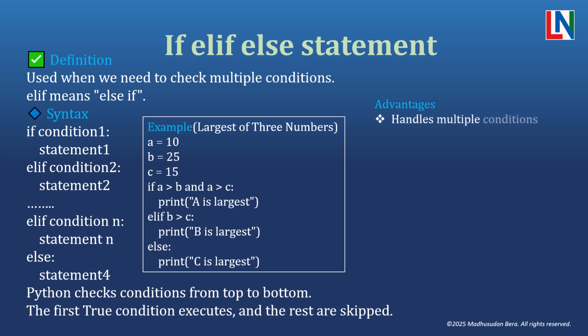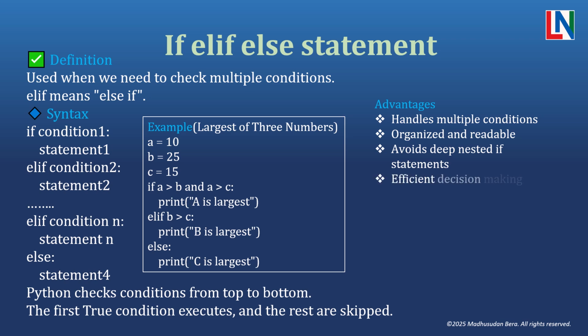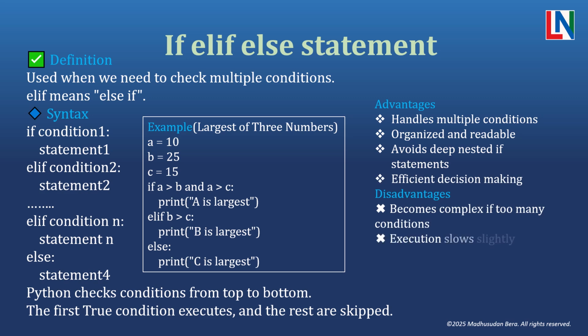Advantages: handles multiple conditions, organized and readable, avoids deep nested if statements, efficient decision making. Disadvantages: becomes complex if there are too many conditions, execution slows slightly with many checks, order of conditions must be correct.